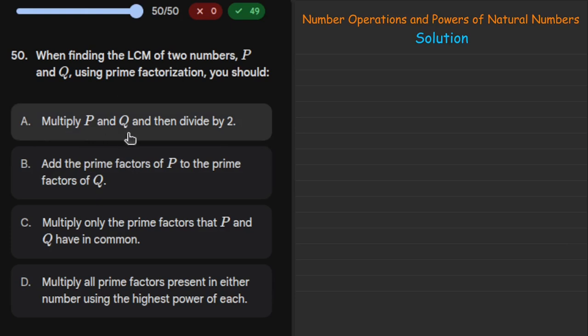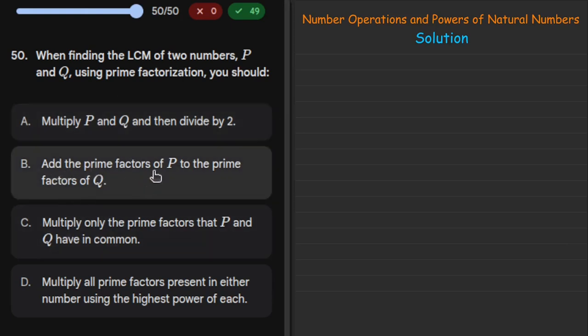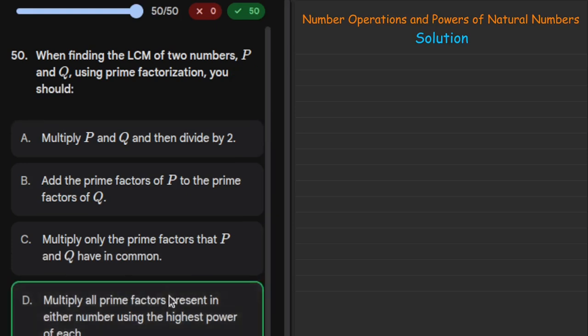A says multiply P and Q and then divide by 2. That is totally false. B says add the prime factors of P. No. C says multiply only the prime factors that P and Q have in common. No, that is the HCF rather. D says multiply all prime factors present in either number using the highest power of each. And that is our right answer. I do hope you were able to get a perfect score.